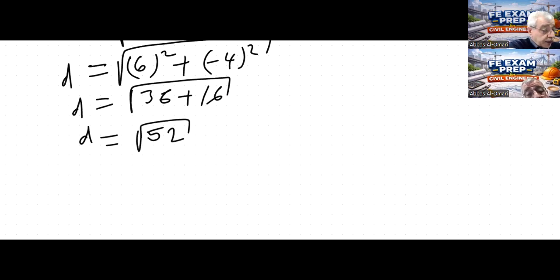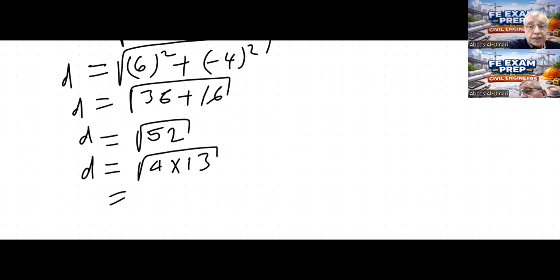Again, the square root of 52 can be written in another form. 52 is 13 by 4, so d equals 2 square root of 13. Both are correct, but sometimes in multiple choice questions, you can find the answer in a different format.